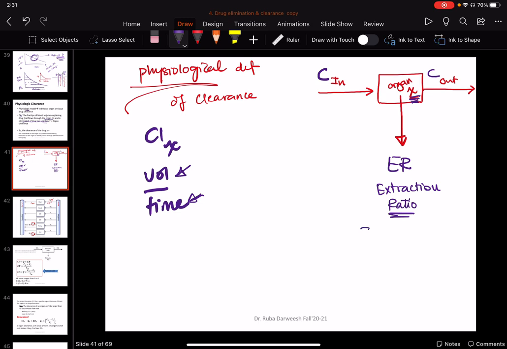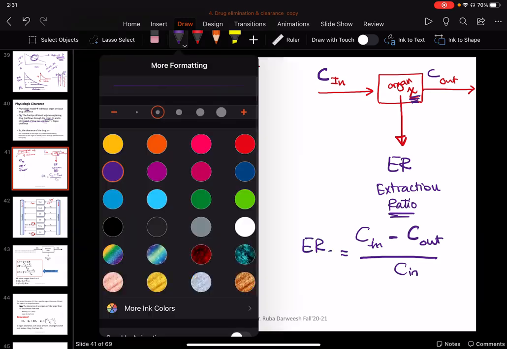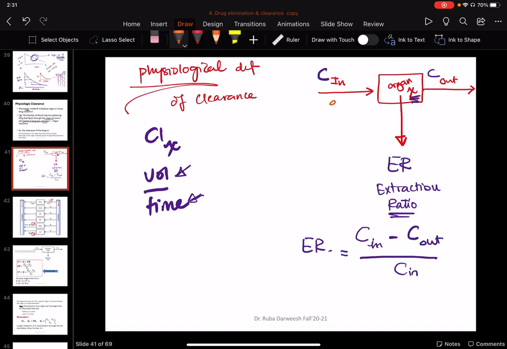It would be equal to the concentration in to the organ minus the concentration out, over the concentration in, right? This is the extraction ratio. In most organs, the "in" is the concentration in the artery and the "out" is the concentration in the venous, but it's not always the case.